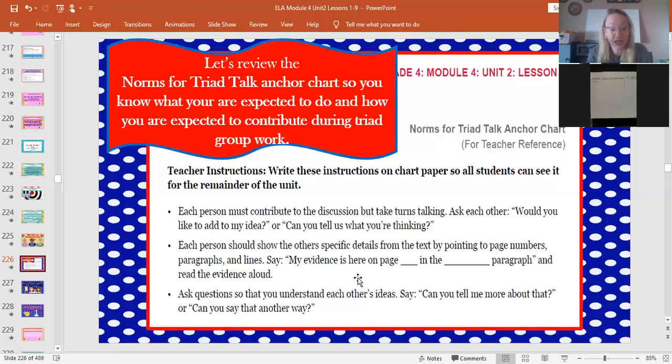You would say things like, my evidence is here on this page in this part of the paragraph. Because when you're learning in small groups, you're learning as if you're taking my teaching role and helping each other. You're pointing out where you find evidence. You're bringing the attention of your group to something specific inside the text. And it's all done in a positive and learning environment. Nobody's here to be mean to one another.